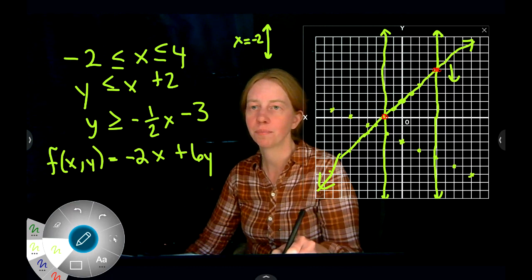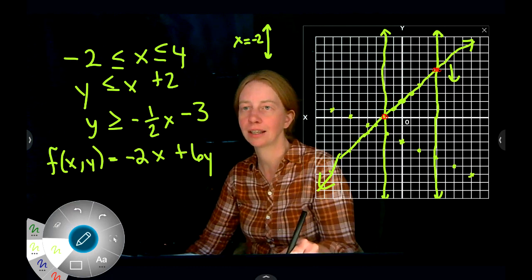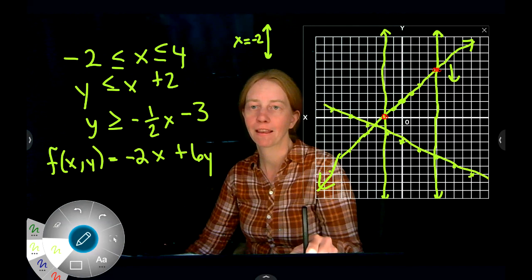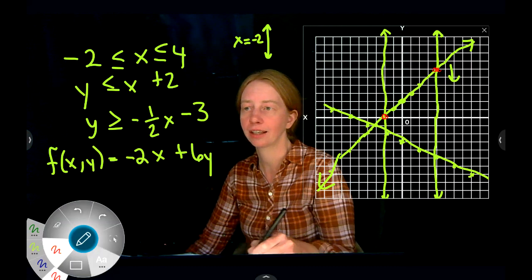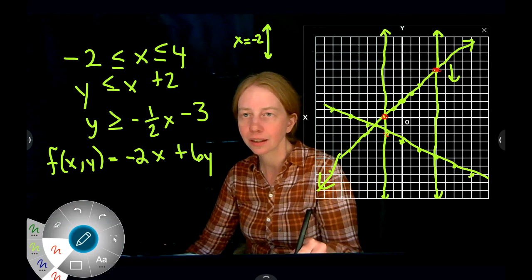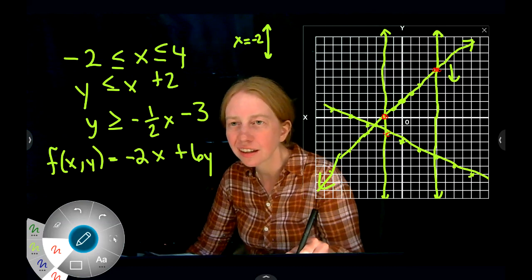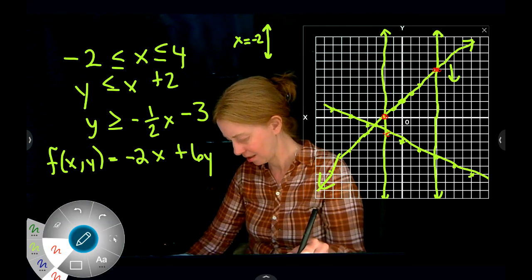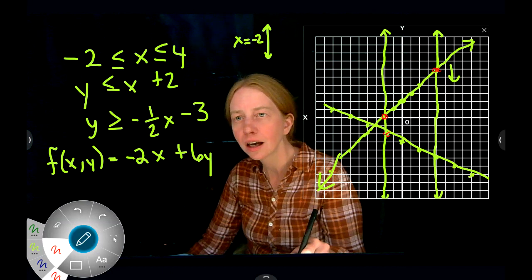All right, so we've got a bunch of lines here. I'm going to go ahead and connect my dots. You guys like me though, so you'll forgive me. We've got a point right here where those connected, I think. Did those connect there? I'm going to count 1, 1.